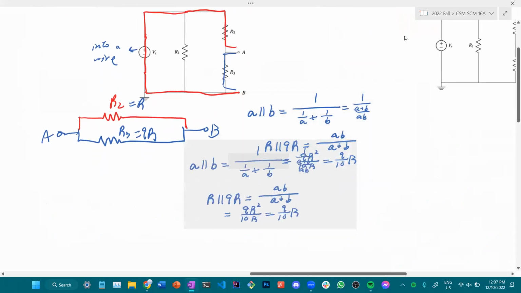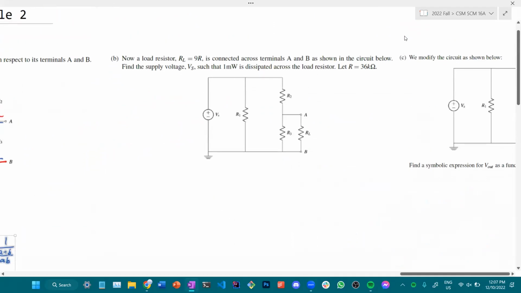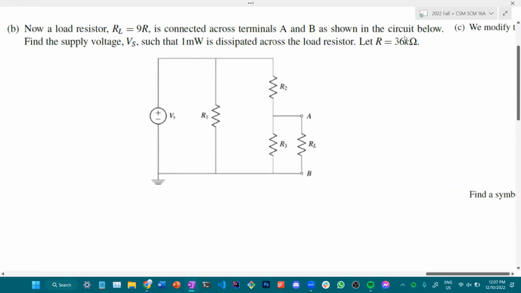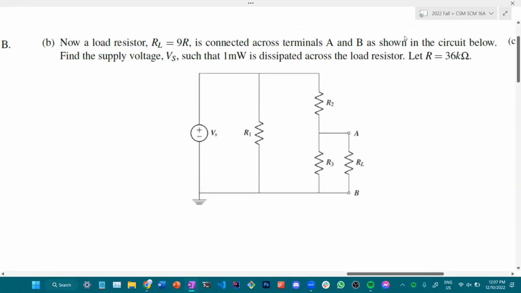Now let's move on to the second part, where now we are given another load resistor put right between the terminals A and B. And now we're going to try to find the voltage Vs, given that 1 milliwatt worth of power, which is P equals IV, is dissipated across the load resistor, which is as noted here. Now there are two ways around which, before that, let's write down P equals IV just in case.